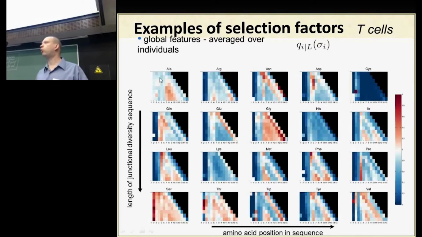So position 1 or position 5, let's say, for sequences of length 8 is not the same as position 5 for sequences of length 12. And you can see here why. So first of all, this is results from the 9 individuals. This is the average over all of them.